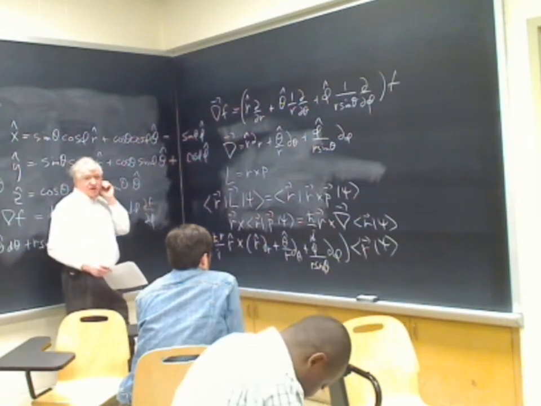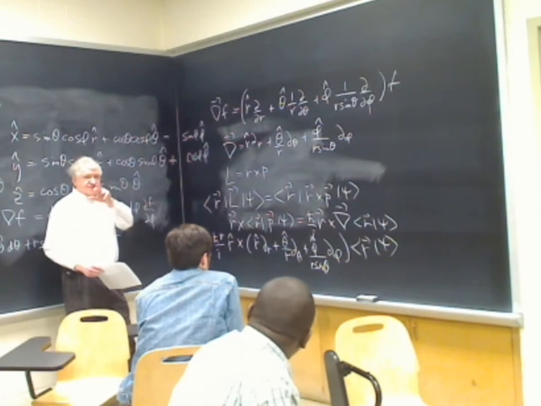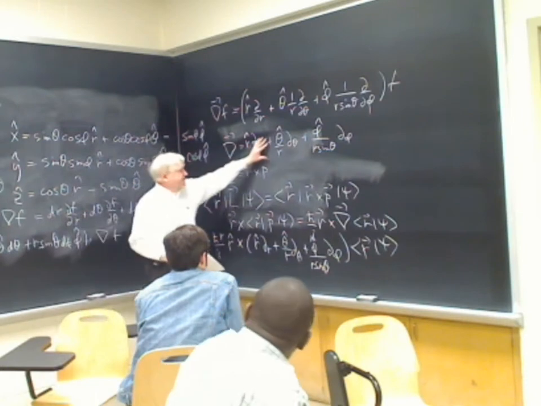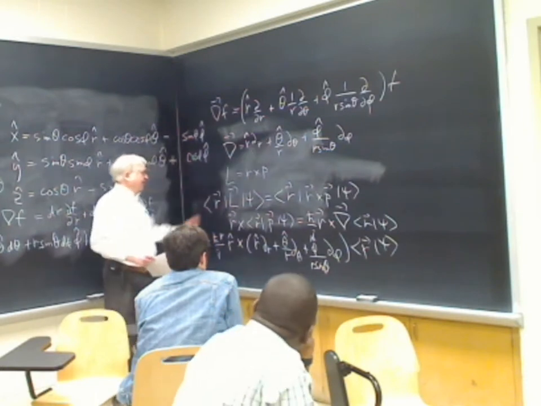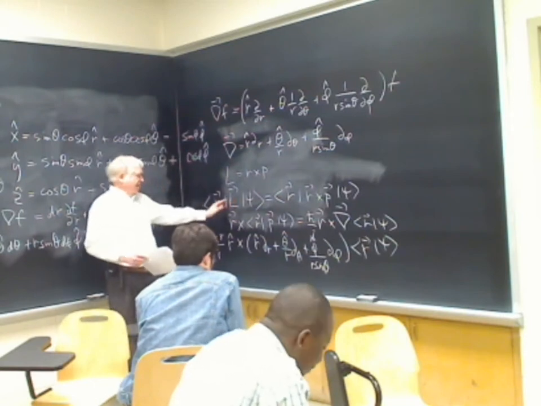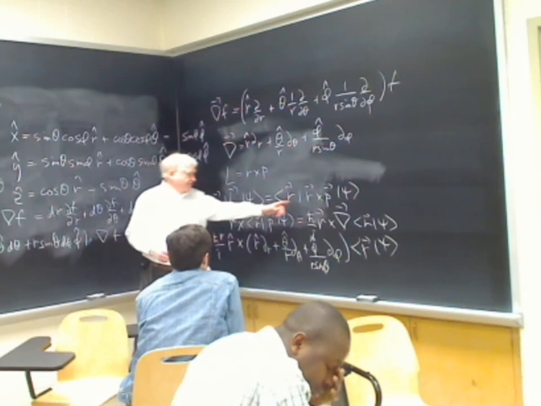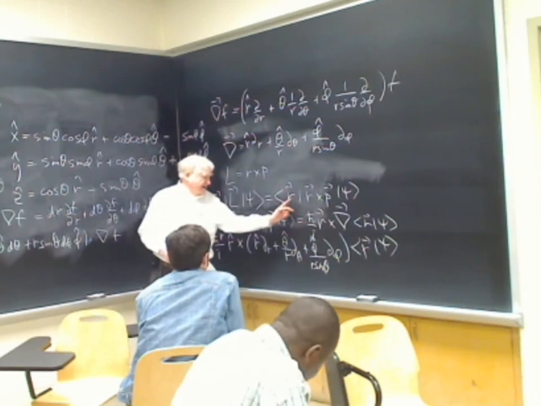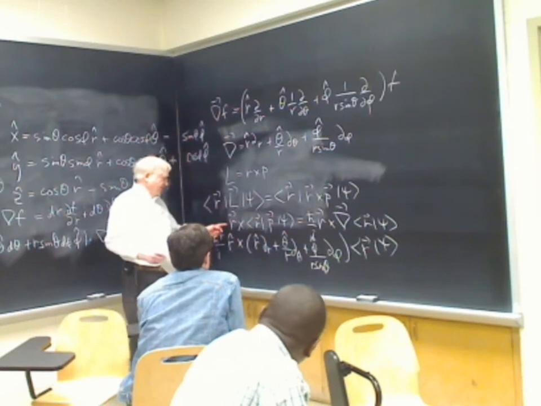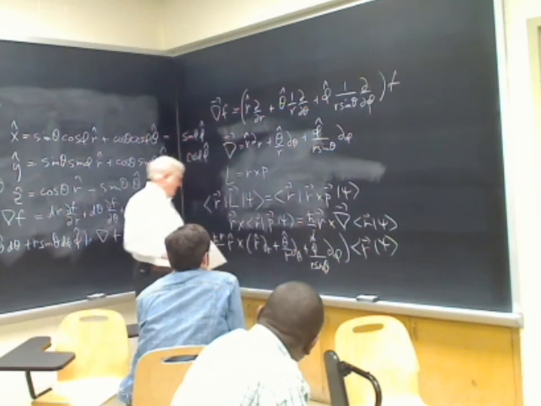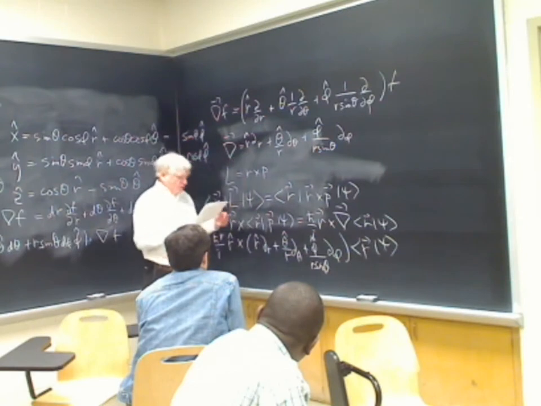Okay, so let me just repeat for one person who was out of the room for some reason. We inferred by this argument that the gradient was this in spherical coordinates. We let L equal r cross p. We take the matrix element of L. We pull out the r. This is an eigenstate of r, so this just pulls out an r. p is represented by h bar over i grad. And then I just write the gradient in spherical coordinates.